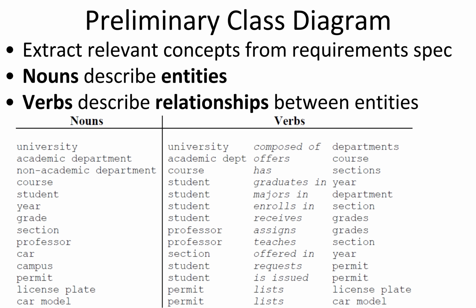So a naive iteration over a naive reading of these requirements, right, might come up with this list of nouns and this list of verbs, right, and how they relate. Different nouns to each other. So you have universities somehow related to departments they're composed of, right? So offers, has, graduates, majors, enrolls, receives. So any one of these verbs seems to set a relationship between at least two nouns. At least 2 nouns, but it could be more than 2 nouns, right?